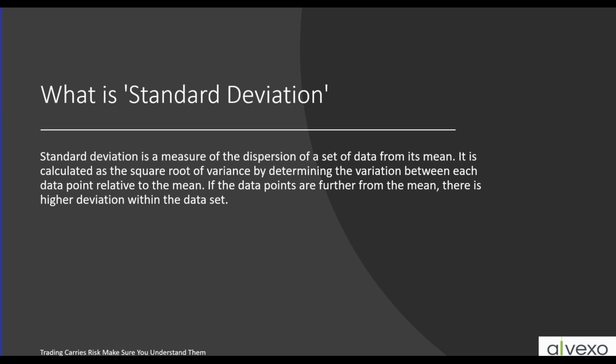It is calculated as the square root of the variance by determining the variation between each data point, or each price point, relative to the moving average. If the data points are further from the moving average, there is a higher deviation within that set of data or that set of price movements.